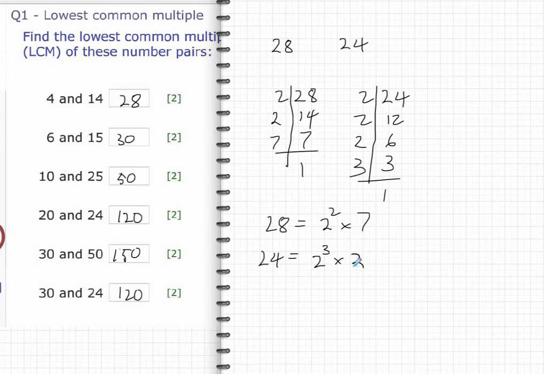Now the lowest common multiple is the best of everything. So as far as the 2 goes, it would be 2 to the power 3, which I know is 8. It will be the best of the 7s, which is a 7, and the best of the 3s, which is a 3. 7 eights are 56, so it's 56 times 3. 3 sixes are 18, carry 1. 3 fives are 15, so that would be 168 in that particular case.